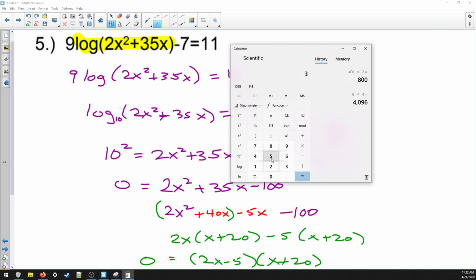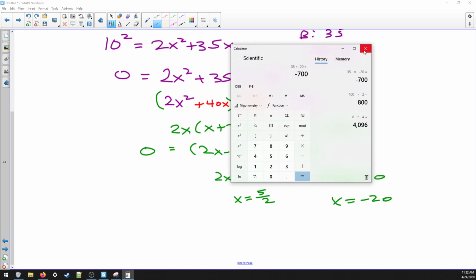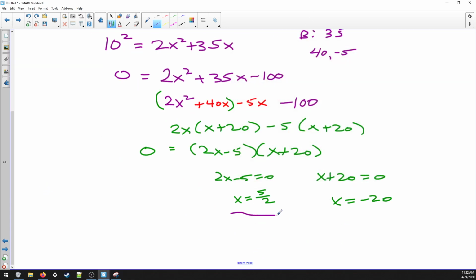So 35 times 20 with a negative sign is negative 700. So we're okay. 800 minus 700 is positive. No issues there, right? So these are actually both good values. So 5 halves is a good answer, okay? And negative 20 is also a good answer, okay?